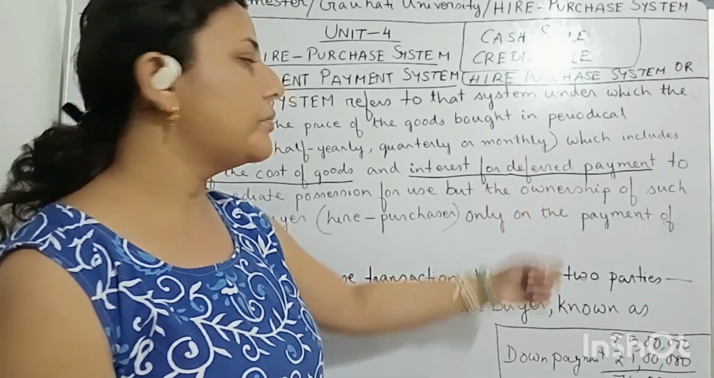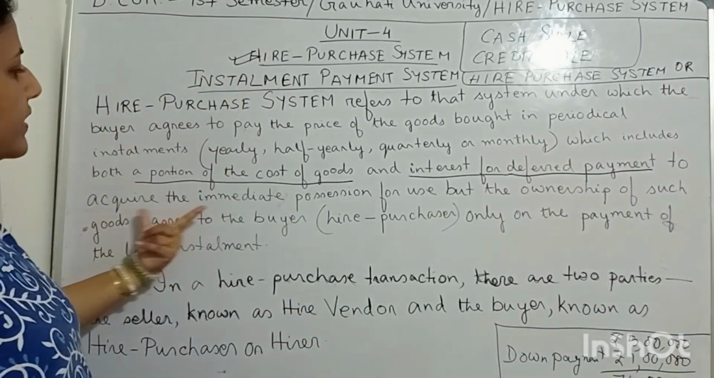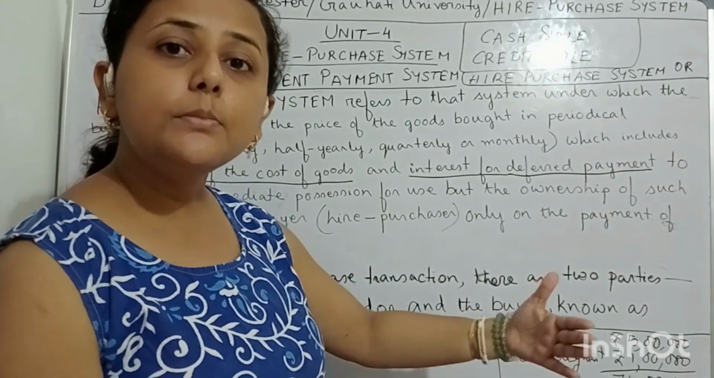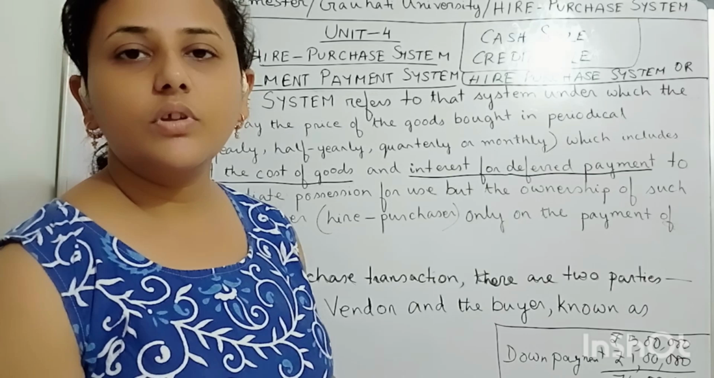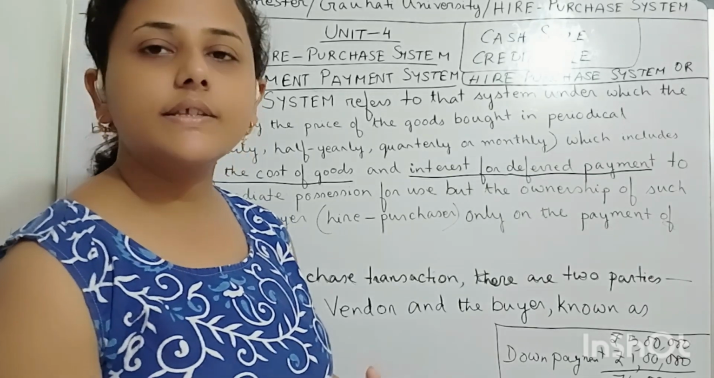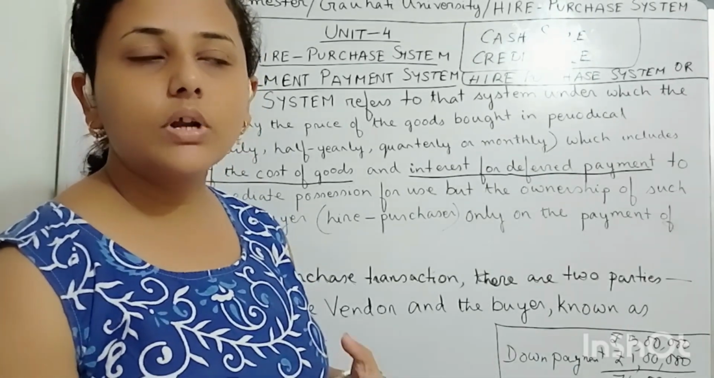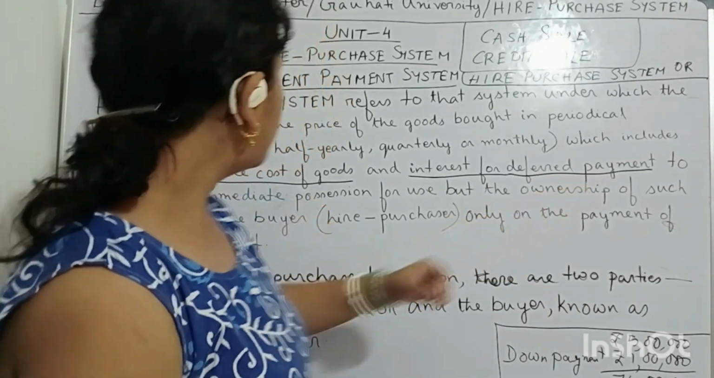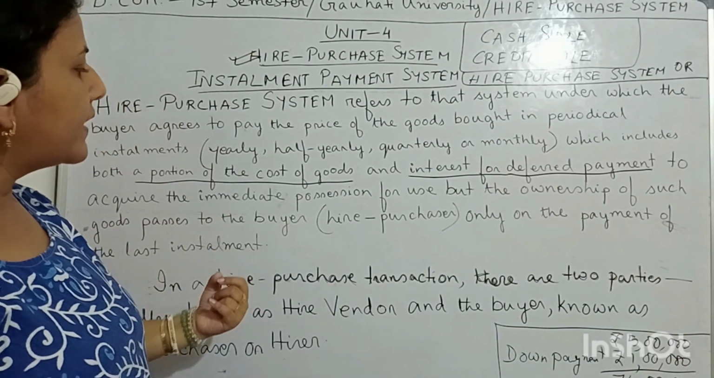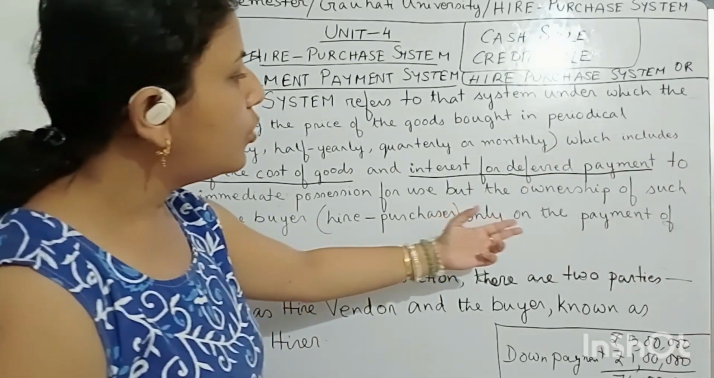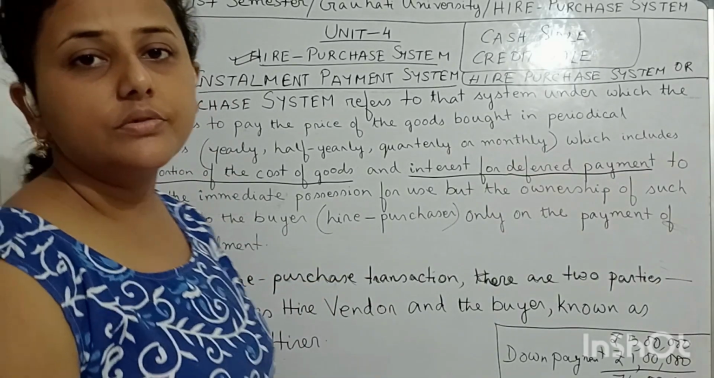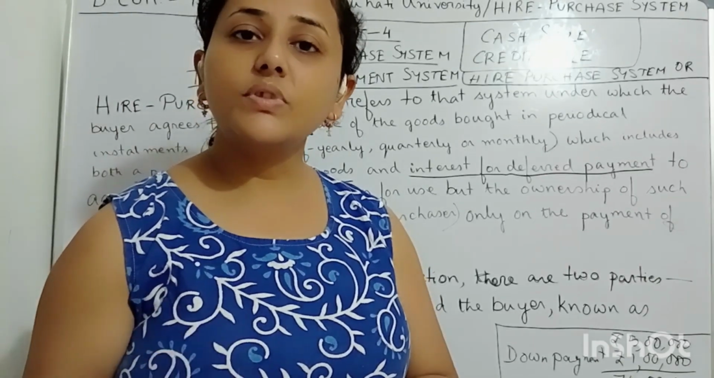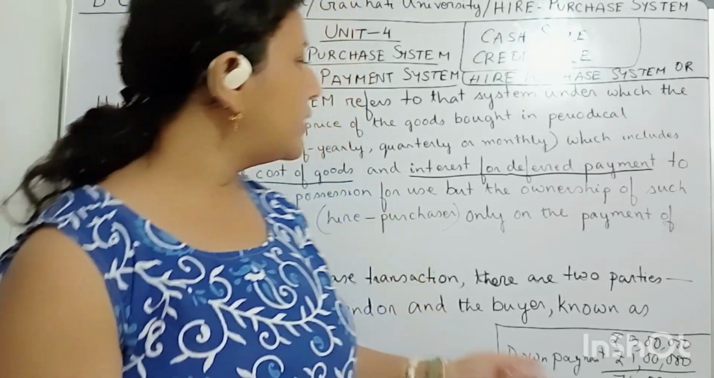To acquire the immediate possession for use, there will be immediate possession by the buyer. Immediately the asset can be possessed, or carried home, by the buyer. But the ownership of such goods passes to the buyer, that is the hire purchaser, only on the payment of the last installment. The ownership of the asset will be transferred from the seller to the buyer on the payment of the last installment.